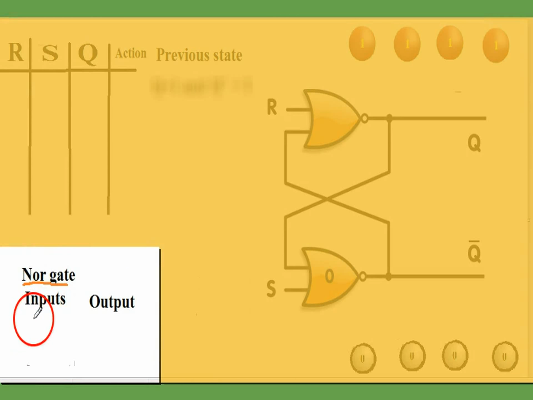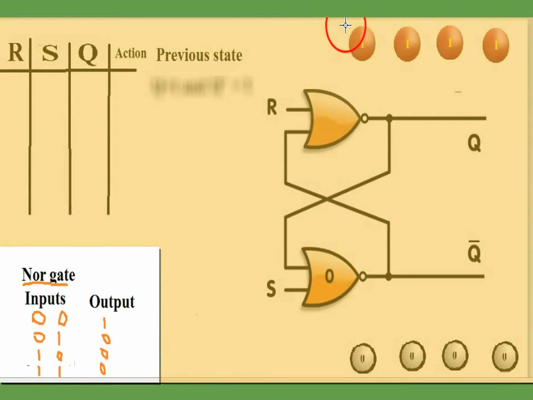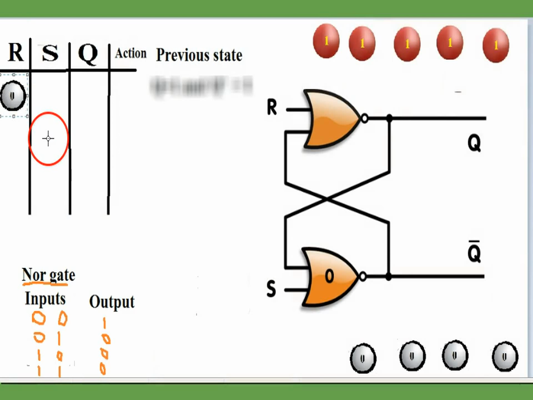Now we are going to understand what an RS flip-flop is. NOR gate outputs: 0,0 is 1; 0,1 is 0; 1,0 is 0; 1,1 is 0. All outputs are zeros except 0,0, which gives 1 only. Remember the NOR gate logic. So let's start with R and S both 0,0. R is 0 here and S is also 0.